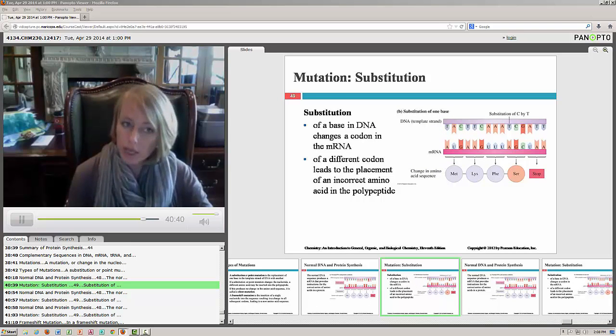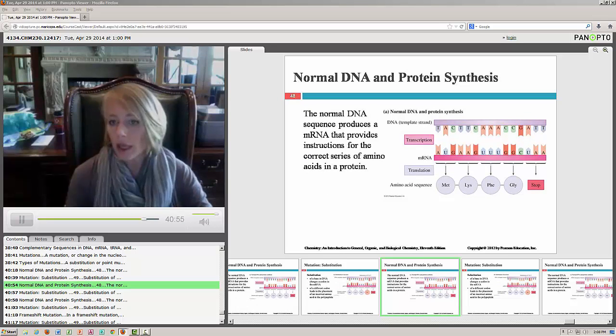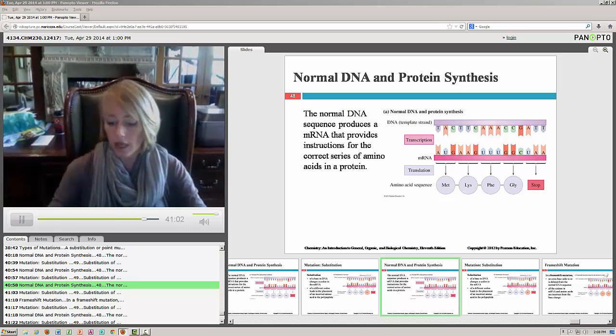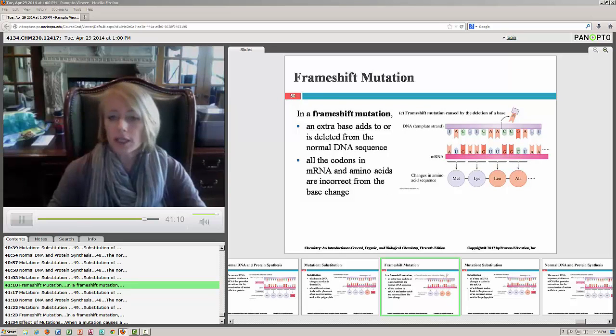Okay, with a mutation, for instance a substitution where we've substituted a C with a T, we've now changed the first base of the codon. Where it was a glycine in the previous slide, now it will be a serine, and that will be a problem, so you have to check and see what's happening.